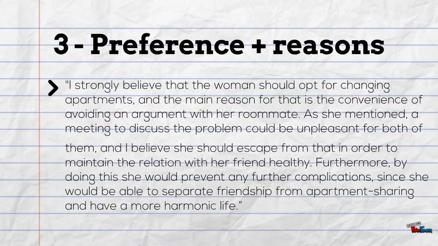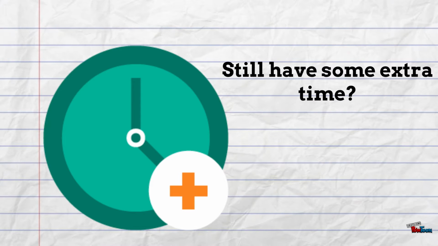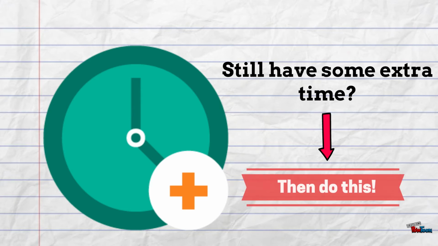Furthermore, by doing this, she would be preventing any further complications, since she would be able to separate friendship from apartment sharing and have a more harmonious life. Notice that I gave two reasons for my choice that were bound with connectors. Notice as well that the beginning of the sentence and the connectors could also be kept in other examples. Despite being a good answer, it still did not fill the whole time, so in case you have some time left, you can give a conclusion addressing the other solutions proposed, something like this.